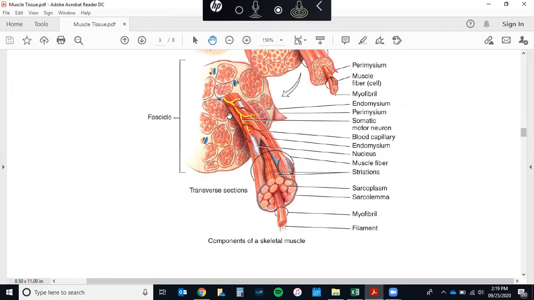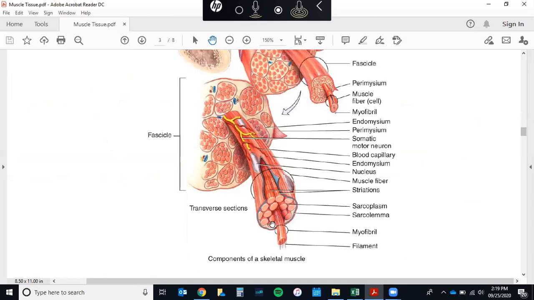Later in this lecture, I'll continue my flip chart talking about myofibrils and filaments, but I'll wait to talk about that here after a bit.